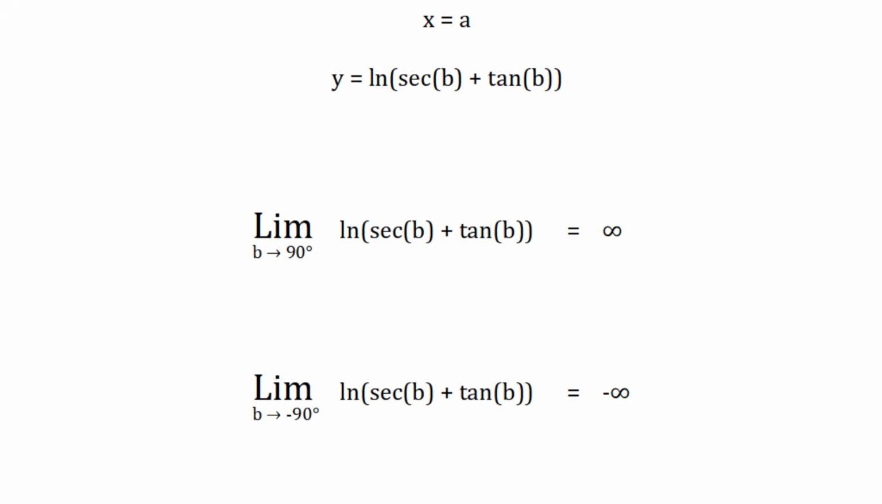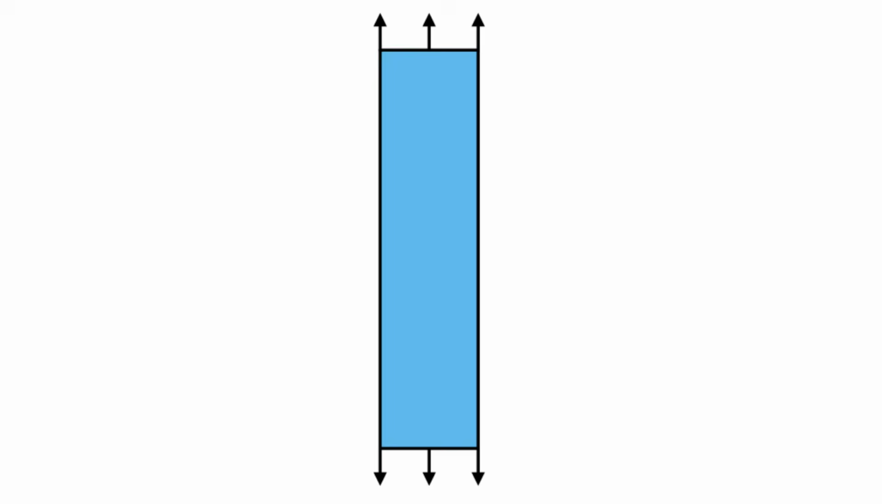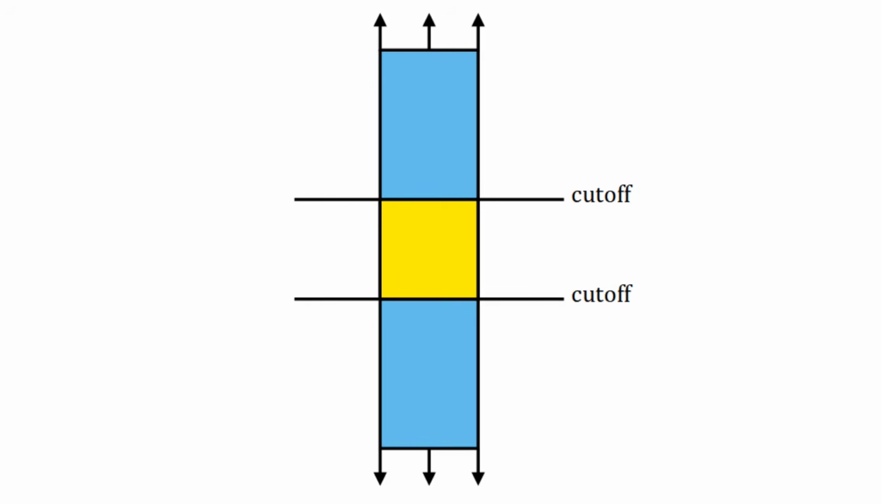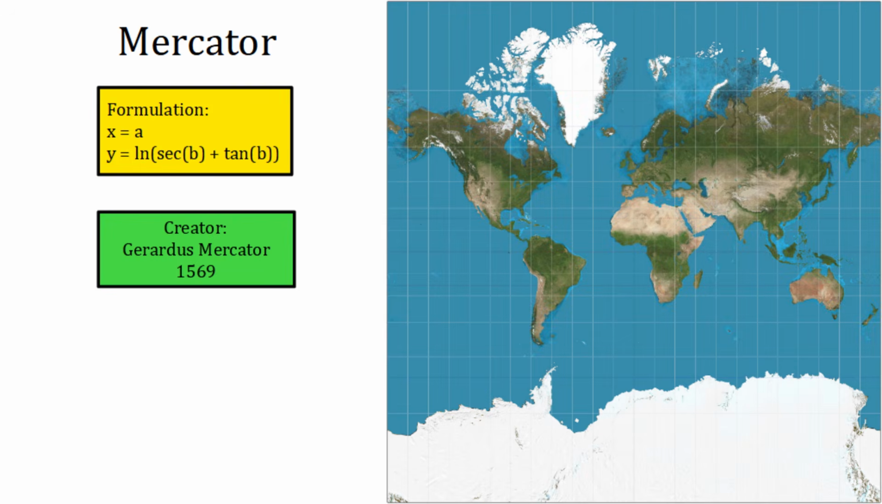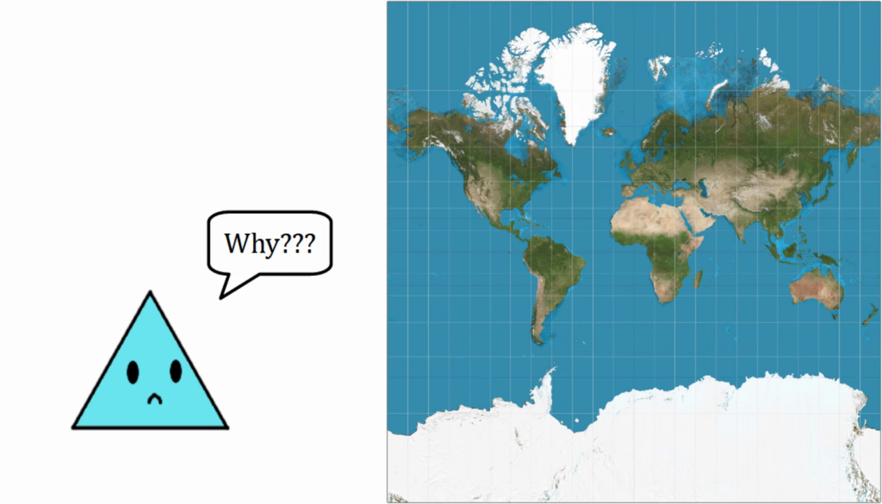For that reason, the Mercator projection doesn't actually show the whole Earth, because it would have to be infinitely tall. There have to be cutoff points. If you cut it off at b equals 85 and negative 85, you get a map that looks like this. Now you might be thinking, why spend all that work for an ugly map that doesn't even show the whole Earth? Well, although it does have many disadvantages, there's one thing it does better than any other map.